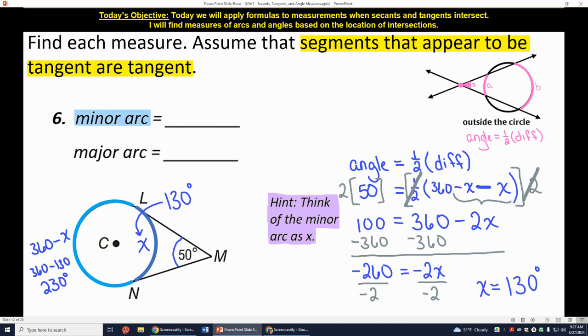Now we need to make sure we get the right one in the right blank. The first one wants the minor arc. That would be the one that's less than 180 degrees, the 130 degree angle. Then we want the major arc. The major arc will be 230 degrees.